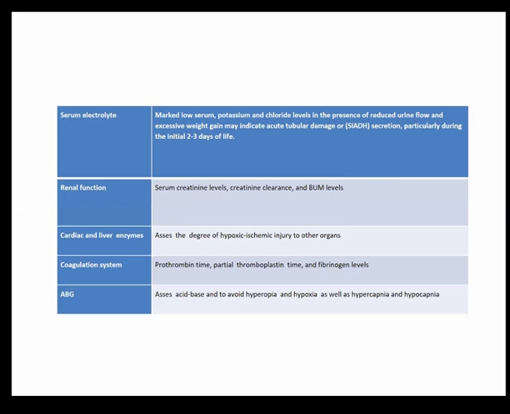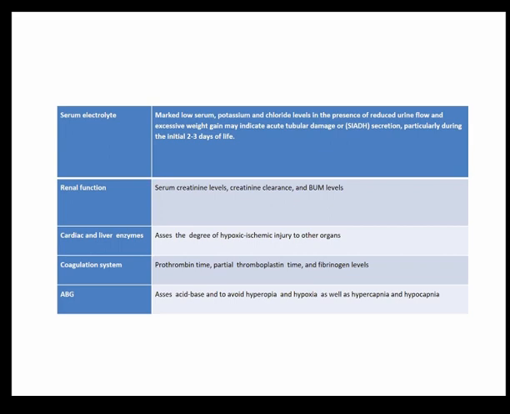If you go for the serum electrolytes, you can get hyponatremia because of SIADH, brain damage, and it can be secondary. There can be hyperkalemia and hyponatremia that can be due to renal function problems. There can be high creatinine also, and the creatinine clearance may be very low.